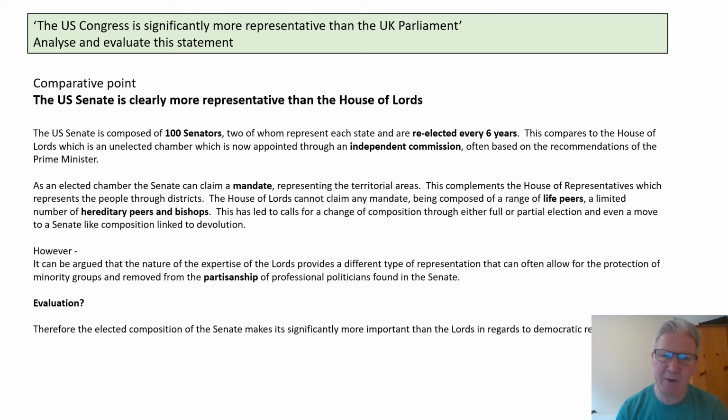It can, however, be argued, and this is a contrast and maybe a benefit of the Lords, that the nature of the expertise in the Lords provides a different type of representation, which can protect minority groups, and because they're not professional politicians, remove some of the partisanship that exists within the Senate. However, it's quite obvious that the elected composition of the Senate makes it significantly more important than the Lords.